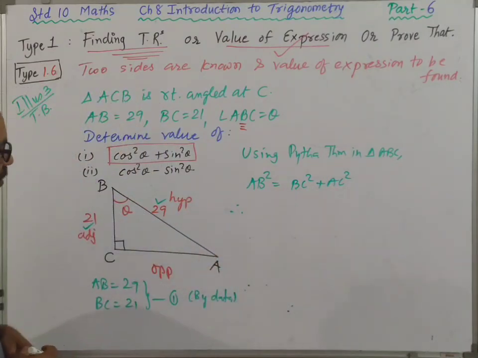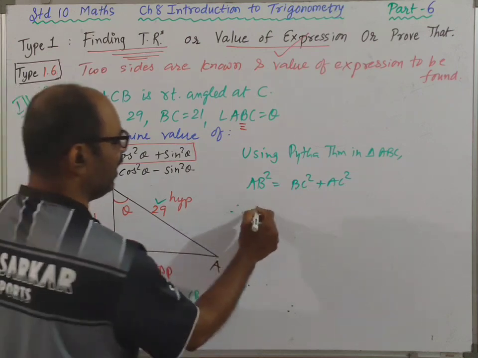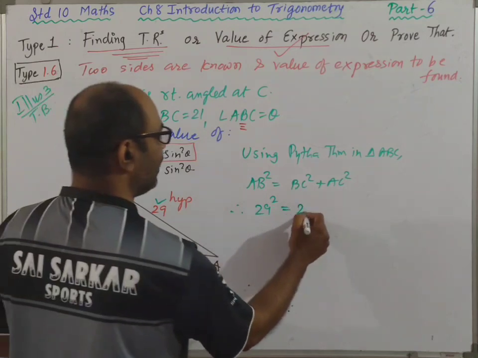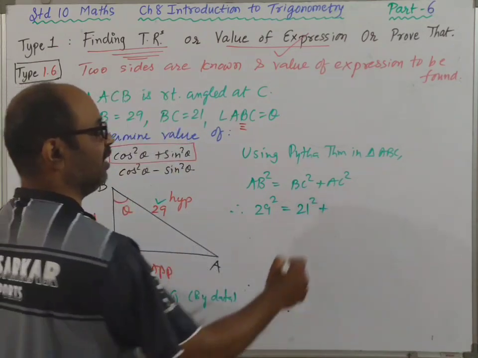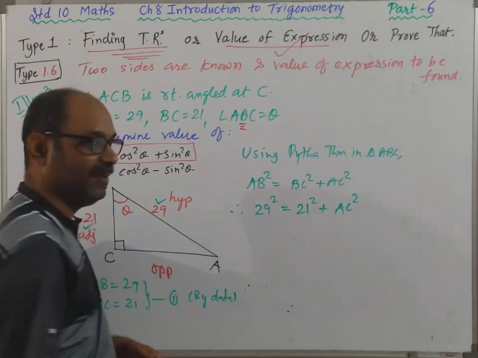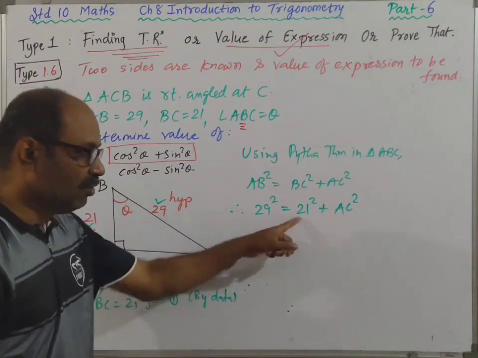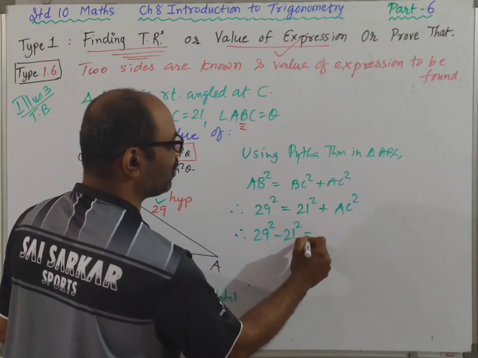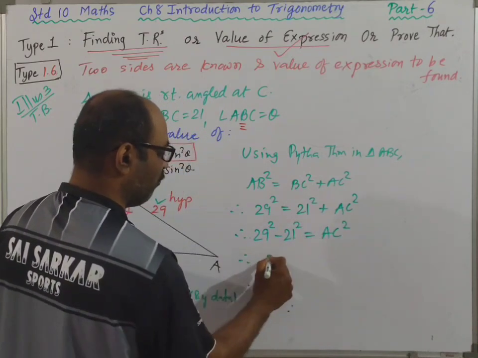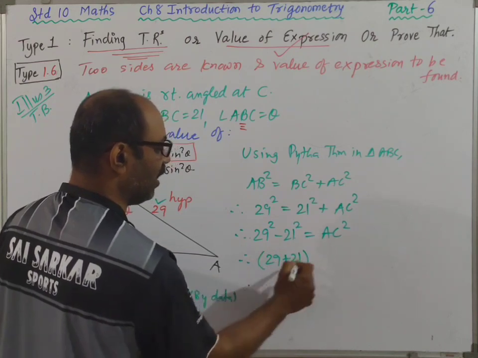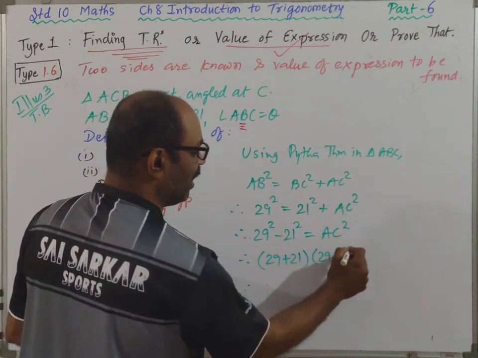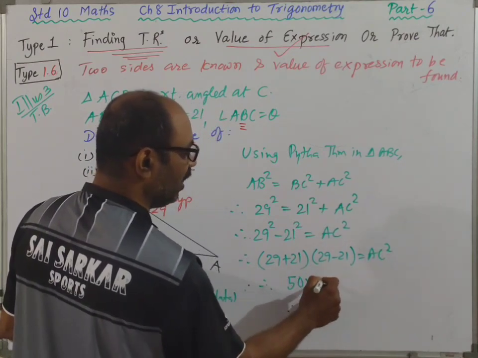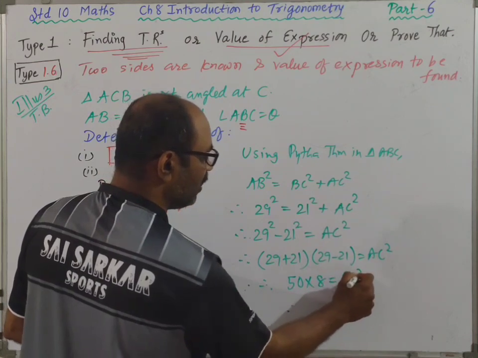Therefore, what values are available? AB, yes, 29, so square. BC, yes, 21 square, plus AC, which we will have to find initially, correct? Use that trick, a square minus b square. Therefore, 29 square minus 21 square is equal to AC square. Therefore, 29 plus 21 into 29 minus 21 is equal to AC square. Therefore, this is 50 into 8 is equal to AC square.